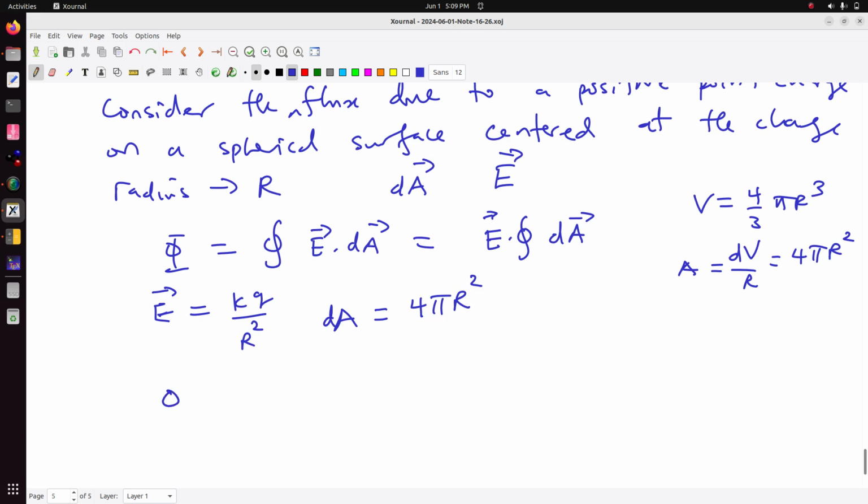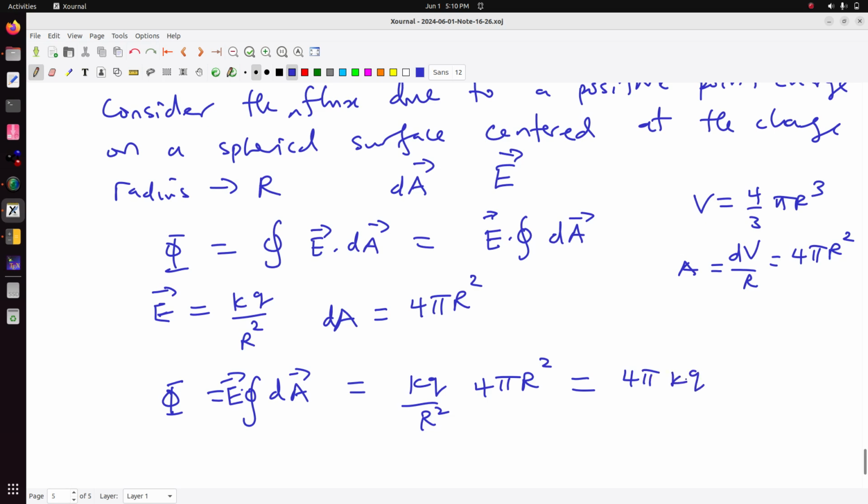So this flux, this integral of dA, I've already taken the E outside, so let me place E here, dotted with the area. The electric field is KQ over R squared, and the area is 4 pi R squared. This gives us 4 pi KQ, since R squared cancels R squared.